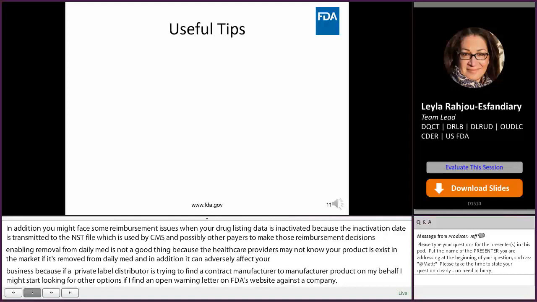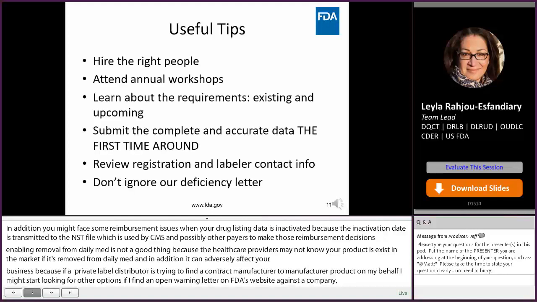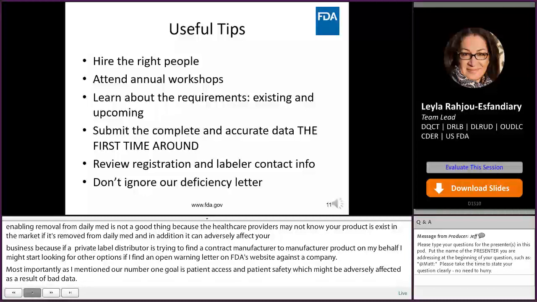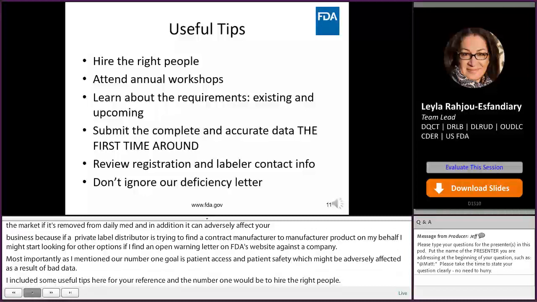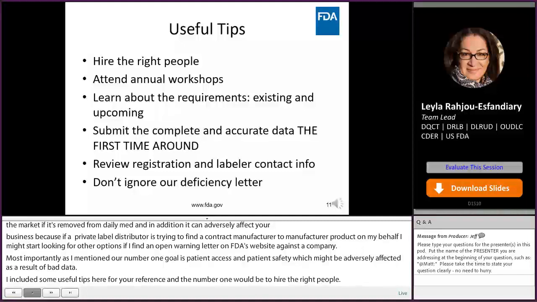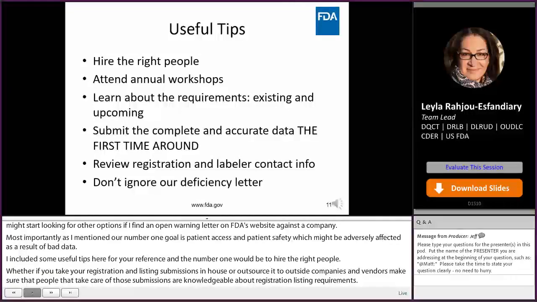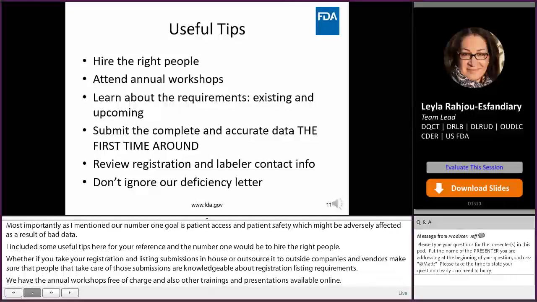I have included some useful tips here for your reference, and the number one would be to hire the right people. Whether you take care of your registration and listing submissions in-house or outsource it to outside companies and vendors, make sure that the people that take care of those submissions are knowledgeable about registration and listing requirements. We have these annual workshops. They're free of charge. There are also other trainings and presentations available online. Make sure you attend those to learn about the current requirements and sometimes even learn about upcoming requirements for registration and listing.